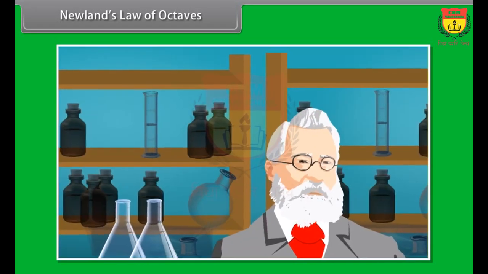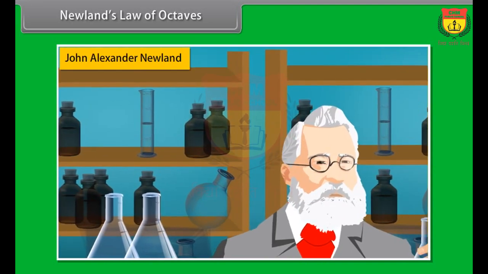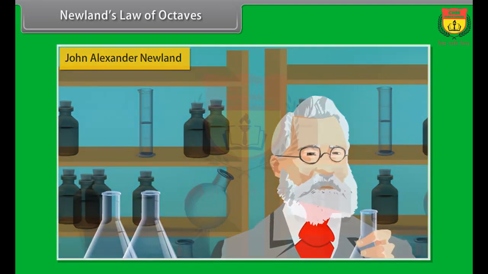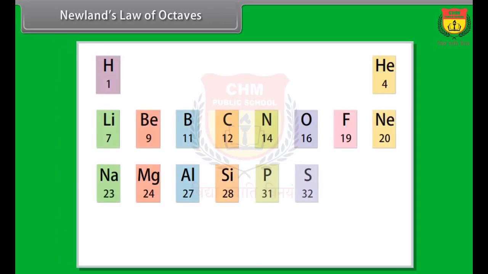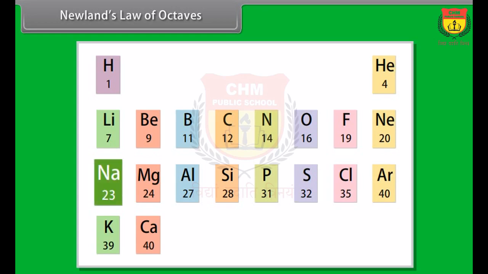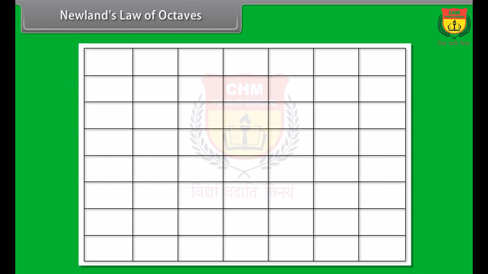In 1864, John Alexander Newlands, an English chemist, discovered that when elements are arranged in the increasing order of their atomic masses, atomic weight, every 8th element had properties similar to the first element. This is called the law of octaves. However, all elements could be arranged in this order only till calcium, even though there were more than 60 elements available at that time.